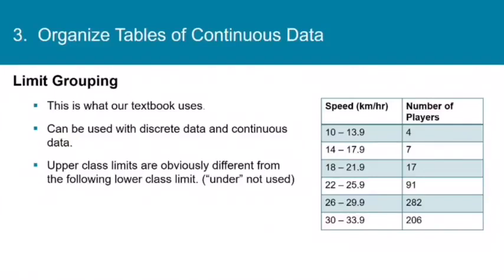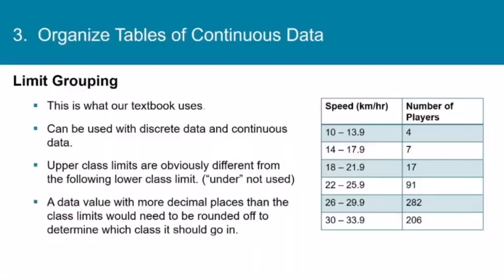Now, in this case, like I said, the upper class limits are obviously different, and we don't have the word under. And a data value with more decimal places than the class limits have would need to be rounded off to determine what class it should go in. So, for example, if you had a data value of 21.91, that would need to be rounded to 21.9, and that would fit in this third class. But if you had a data value of 21.97, that would need to be rounded to 22.0, and that would need to go in this fourth class.